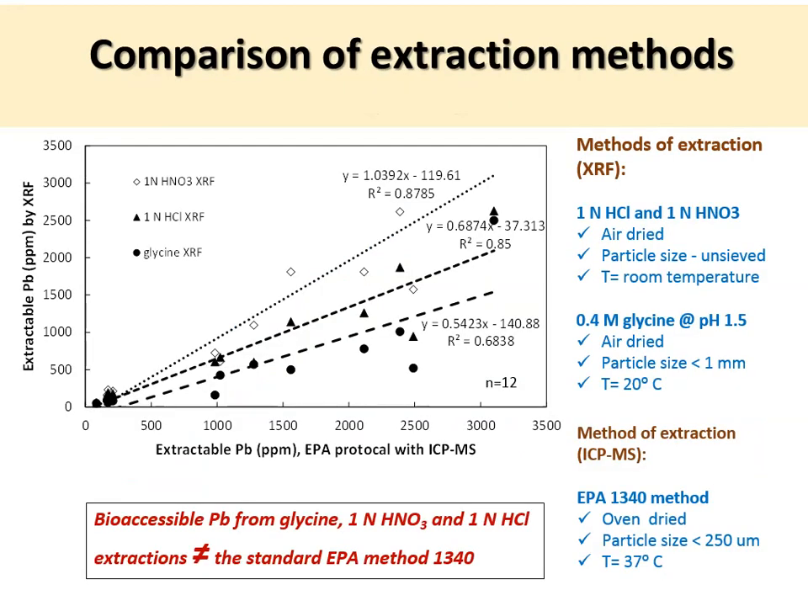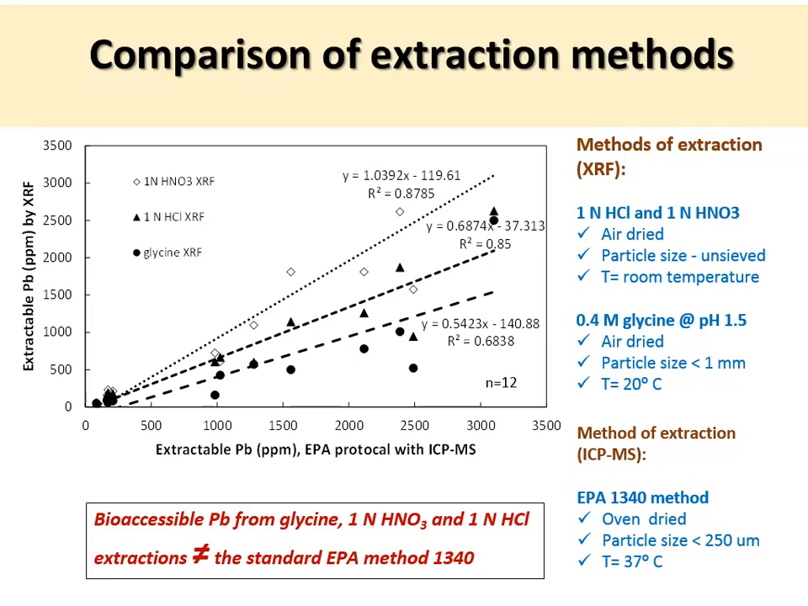And the final slide of the result is that, great. This looks like a complicated graph, but it's not. So what we have here is the 3 different methods that we tested. On the y-axis, we have extractable lead using 1 normal nitric acid, which is quite strong acid, can dissolve anything, 1 normal HCl acid, and then glycine solution at pH 1.5. And the x-axis is extractable lead by EPA protocol.